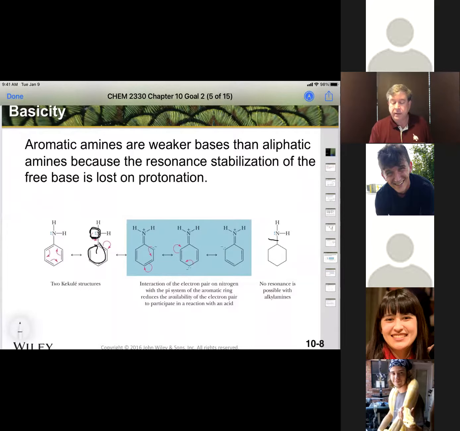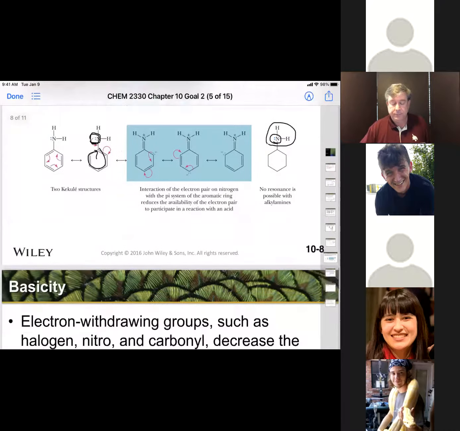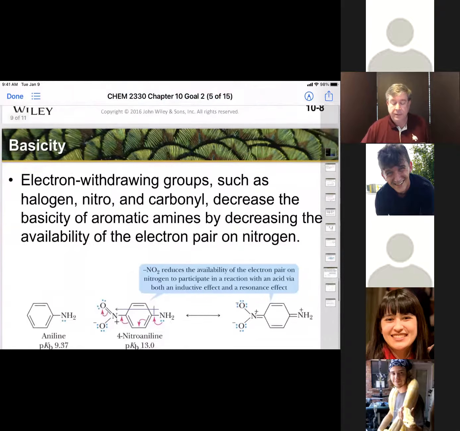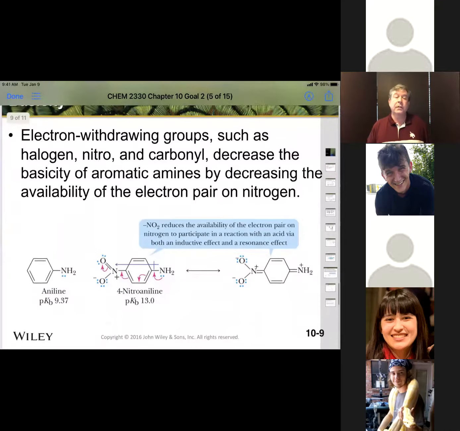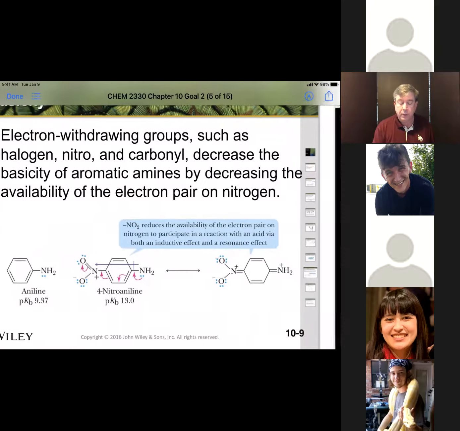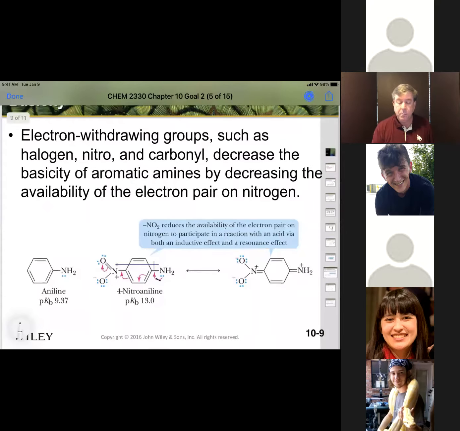If we look at the aliphatic one here, there's nowhere for these electrons to go. Those electrons will only act as a base. They will not delocalize around the ring, and therefore that's why it's a stronger base. And if we have those electron withdrawing groups on there, we're actually encouraging more electron density to be pulled away, making it an even weaker base than it was without the electron withdrawal.